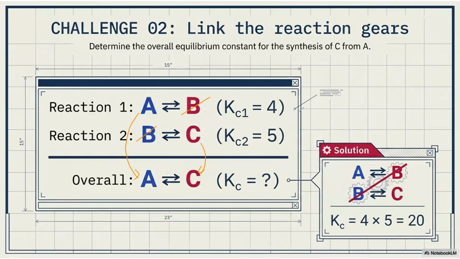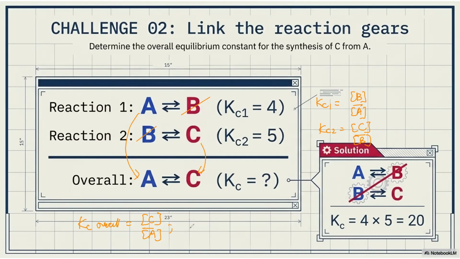When you express the K, Kc1 is equal to the concentration of B over the concentration of A, whereas Kc2 is equal to the concentration of C over the concentration of B. So your Kc overall is equal to the concentration of C over the concentration of A.